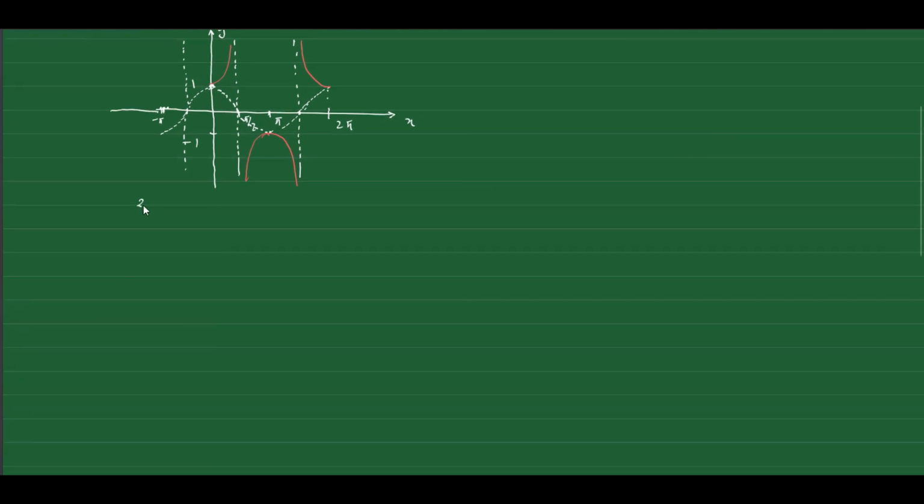And now for the transformation. It's kind of the same thing. Everything is the same. So you have f of x equal to a secant of bx plus c, plus k. And the period will be 2 pi over b. And the phase shift will be the same thing.